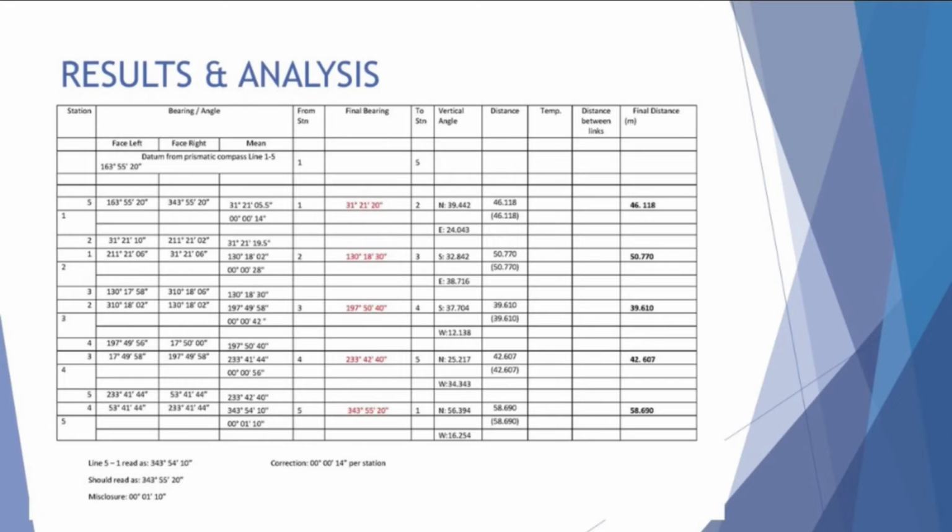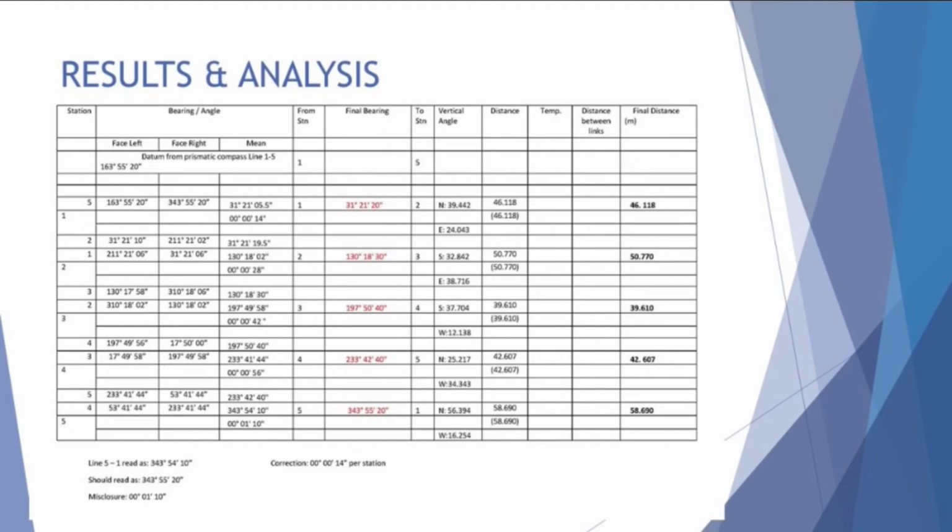So for example, for the first station, 211 degrees 21 minutes 2 seconds, subtract it with 180 degrees, then add it with 31 degrees 21 minutes 10 seconds and divide it by 2. Then we get the mean bearing for the first station, 31 degrees 21 minutes 05.5 seconds. Then repeat the same formula for every station. After we have found the mean bearing for every station, we will find the correction.